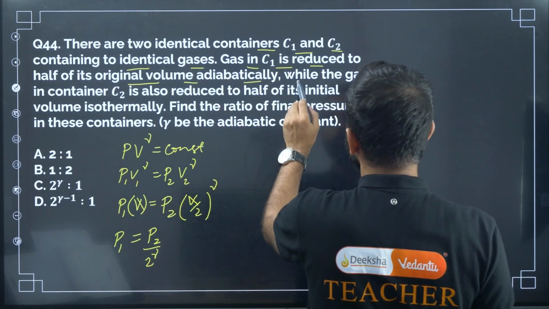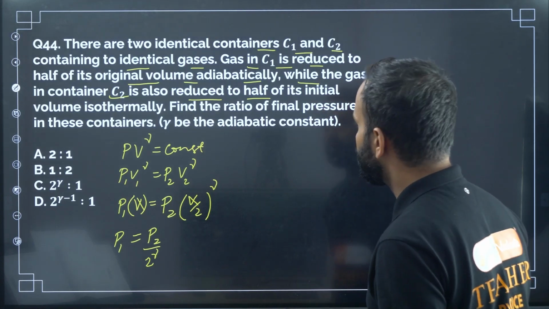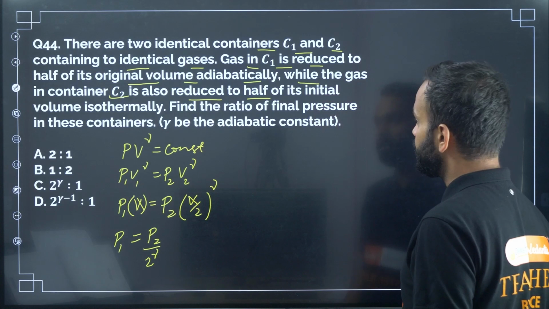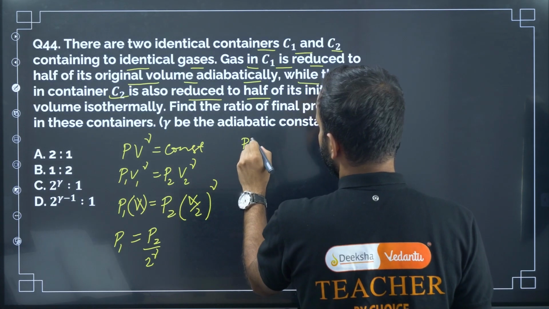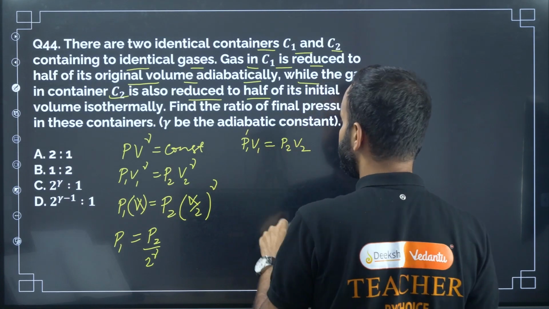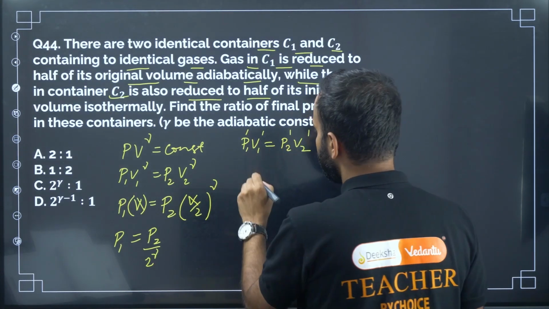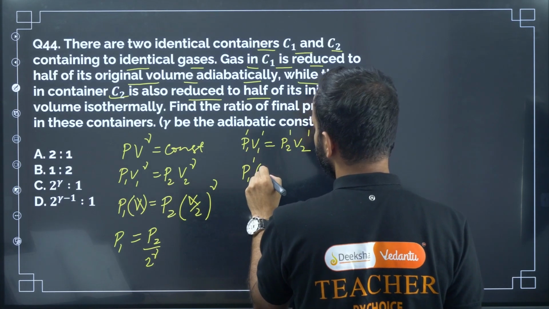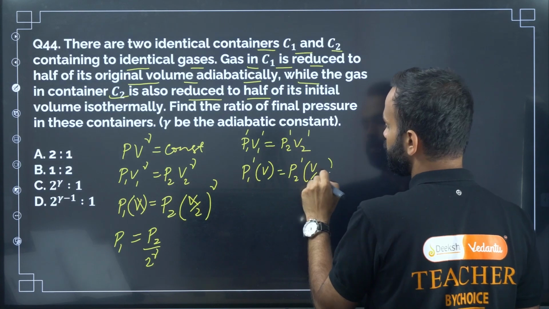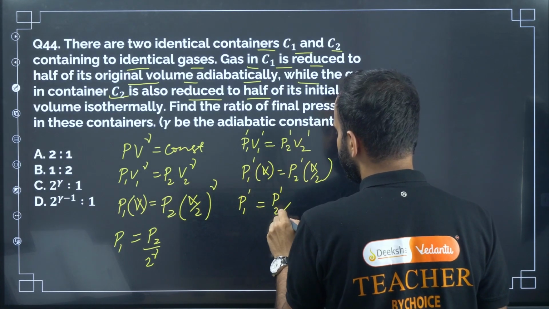While the gas in container C2 is also reduced to half of its initial volume isothermally, that is, by the ideal gas equation, P1 V1 equal to P2 V2. So P1 dash V1 is equal to P2 dash V2 dash. Now P1 dash into V is equal to P2 dash into V by 2. So V will get cancelled. P1 dash is equal to P2 dash divided by 2.